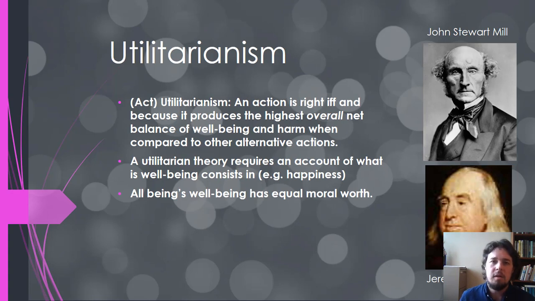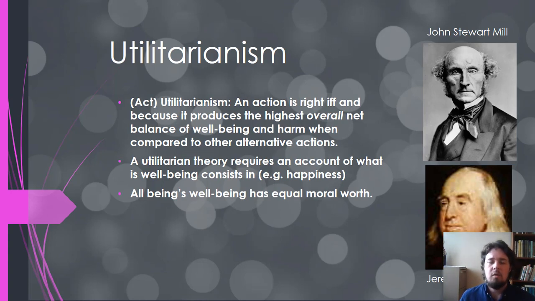So according to act utilitarianism, an action is right if and only if and because it promotes the highest overall net balance of well-being to harm when compared to other alternatives. So basically, in a nutshell, act utilitarianism says the right thing is the thing that produces the most well-being and the least amount of harm. So if you're trying to figure out what to do, you look at all your options and you choose that option that promotes the most overall well-being and least amount of harm.